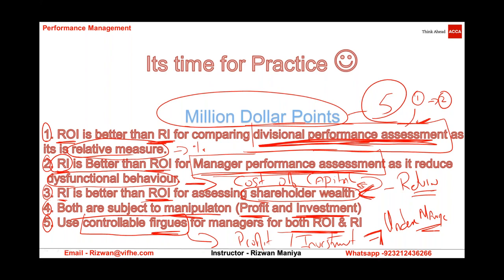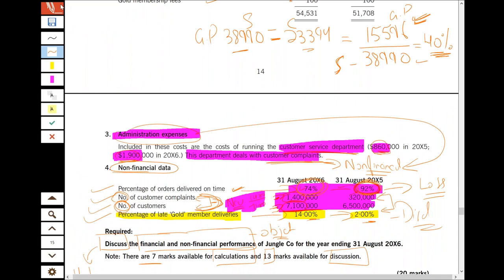Okay, for managers' performance, what figures of profit and investment do we have to use? We have to use figures that are what? Controllable. Okay, now let's move towards another past paper question and see what the question requires us to do.